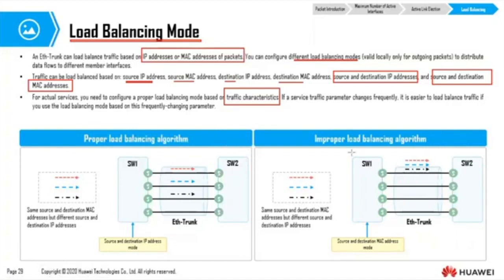So proper load balancing algorithm and improper. Let's try and understand why we are saying this is proper and why we are saying this is improper. So here we have packets that have the same source and destination MAC address, but different source and destination IP addresses. Are you getting the point?